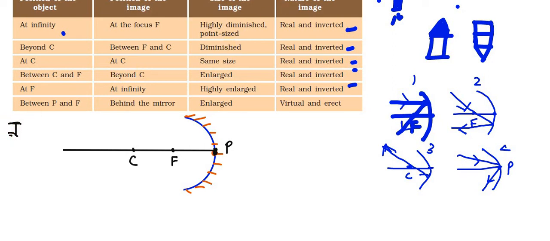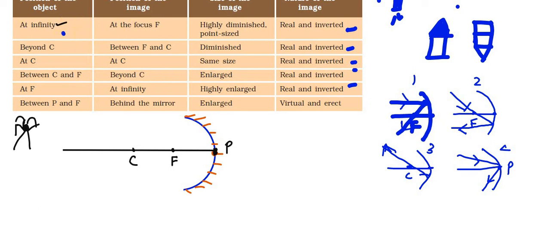We'll place one doll here. I'll place one girl doll here. So this is a girl doll. This is an object, and this object is placed here. The position of the object is at infinity. We are doing it now for infinity.